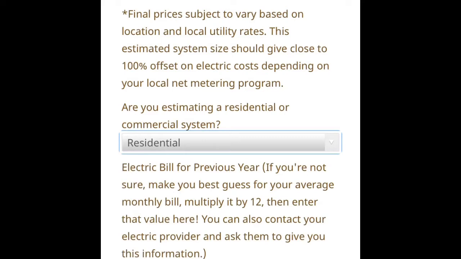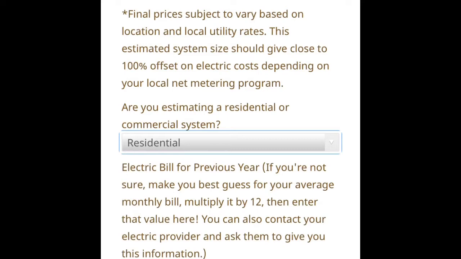As you buy things in bulk, obviously things are going to get cheaper, so it makes things easier to drive down the cost. So we developed this calculator to be able to calculate a system to offset your energy cost 100%.